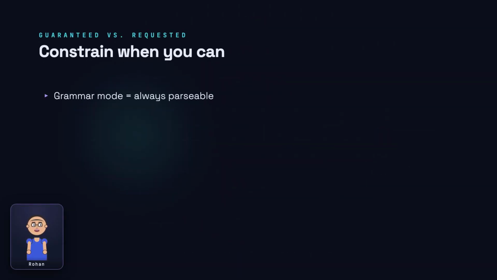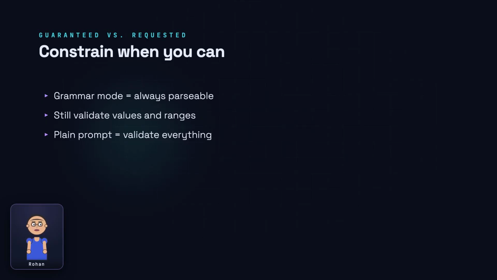Constrained decoding gives you a string that is always parsable, a huge win. But note the limit: valid structure is not valid content. It can still emit a total of -1 or an out-of-range enum. So even with grammar mode, you validate values. Without it, you validate absolutely everything.